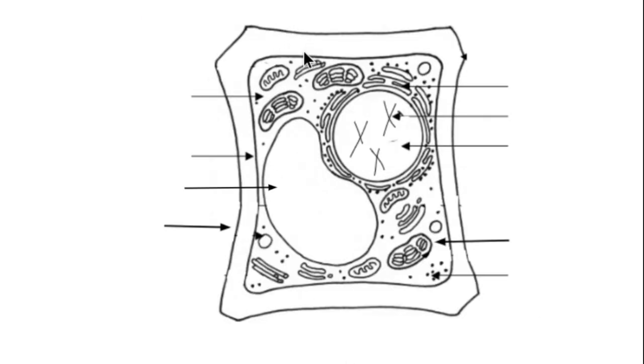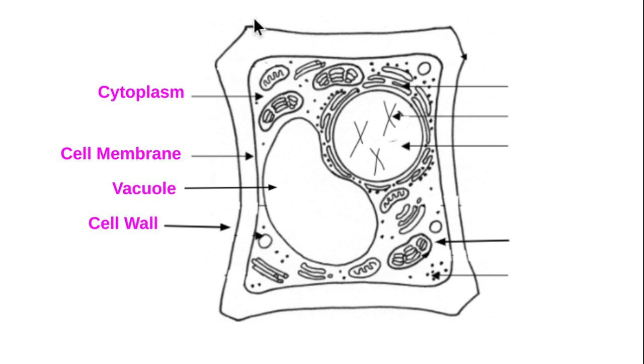All right, on a plant cell now, we've got cytoplasm. We have cell membrane. This is the inner part. And then the big vacuole. So remember, plants have this big vacuole to be able to store water. Outside, we have the cell wall. This is going to give support because plants don't have bones.